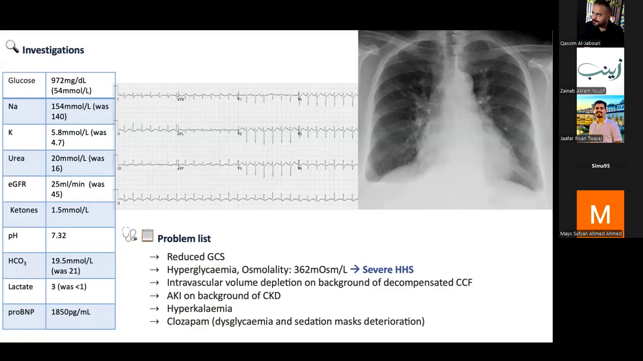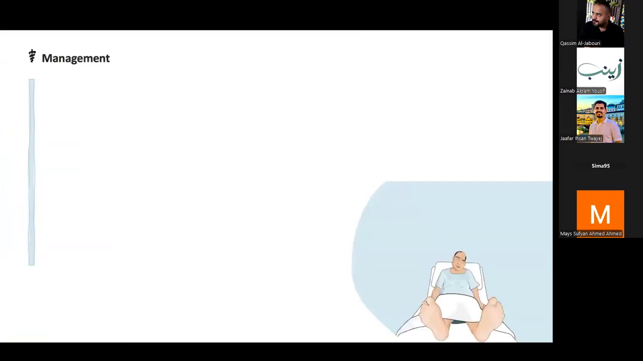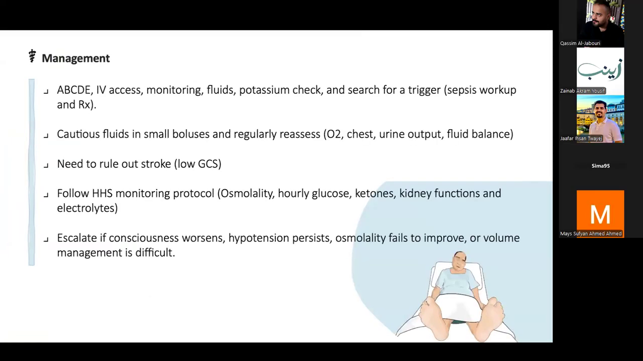try to admit him to HDU or ICU, and then he has to receive normal saline boluses as soon as possible. Let's start with 250 mLs and see what happens. Yeah, excellent. So the management here, as we said, rightly said, ABCD approach, IV access. You need to give the fluid, like monitor, as well as cautiously administer fluids, potassium, and search for the trigger.